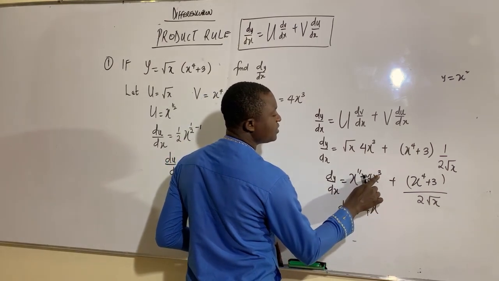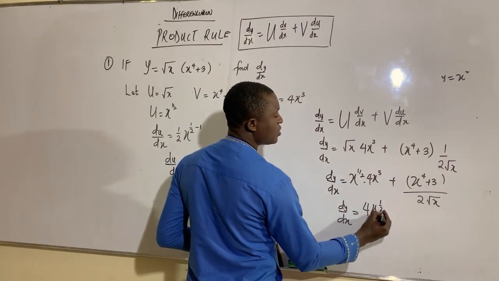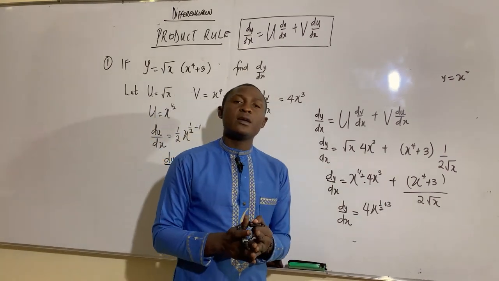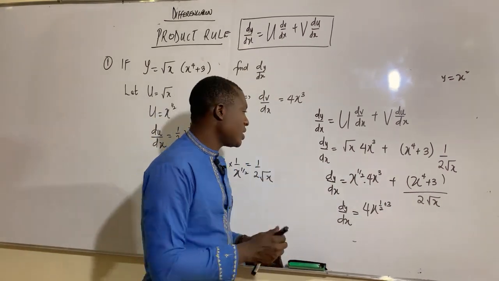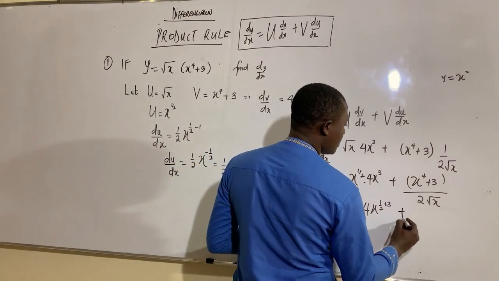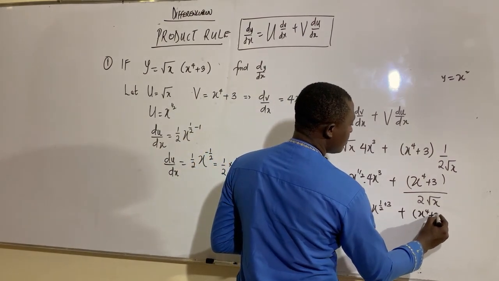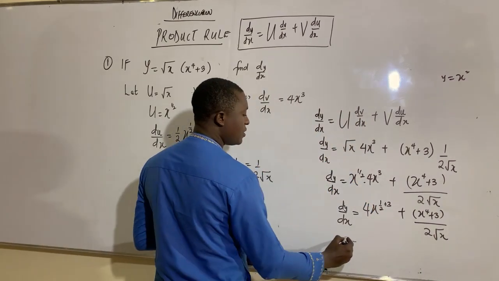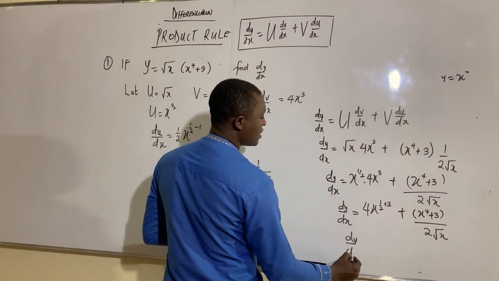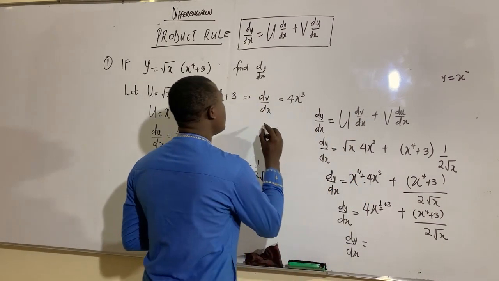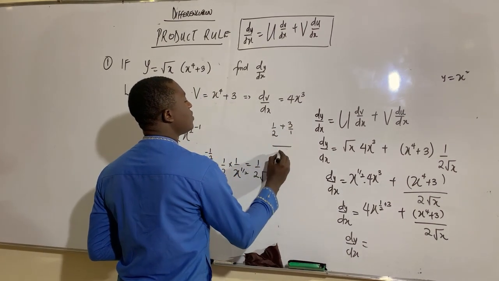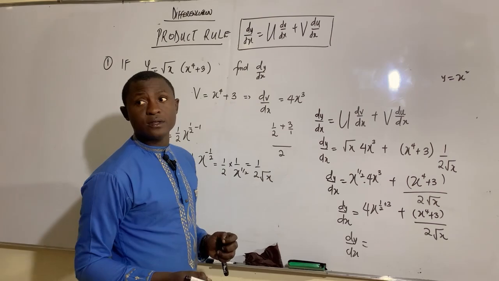The power of this one is 3, the power of this one is 2. That's 1 over 2 plus 3. Indices, we take 1, 5, then we add the powers together. So now here, I can have x^4 plus 3, all divided by 2 root of x. So here we have dy/dx is equal to 1 over 2 plus 3 fractions. The sum of 2 and 1 is going to give us 2.